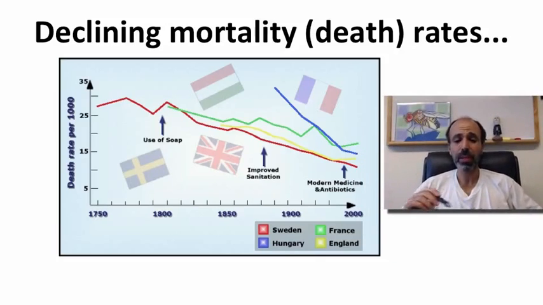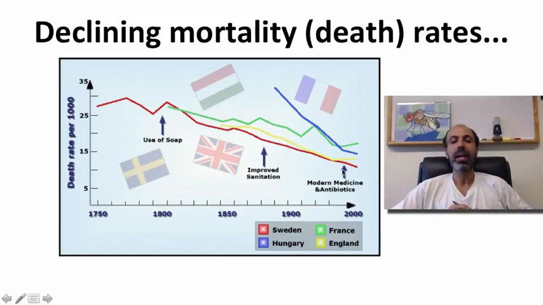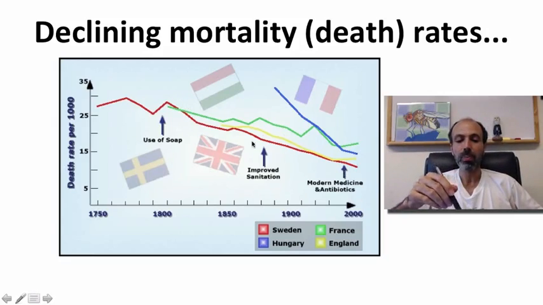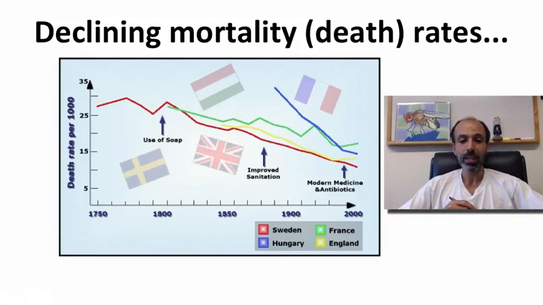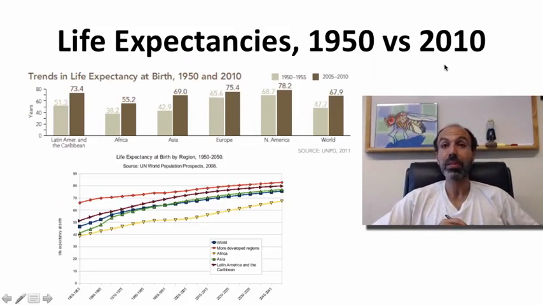Over the course of many countries and a lot of recent time, we've seen this declining mortality, or declining death rate. Some of it is associated with things like the introduction of the use of soap and improved sanitation. Definitely things like antibiotics and other modern medicine have really increased life expectancies. I can show you how much, too. This is just showing the difference between 1950 and 2010.